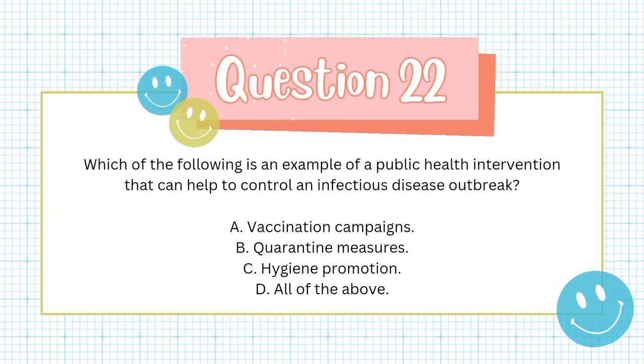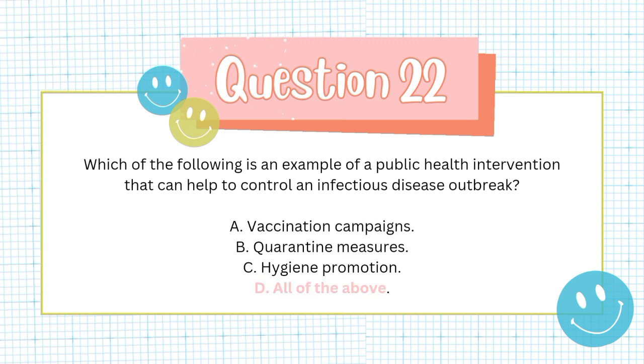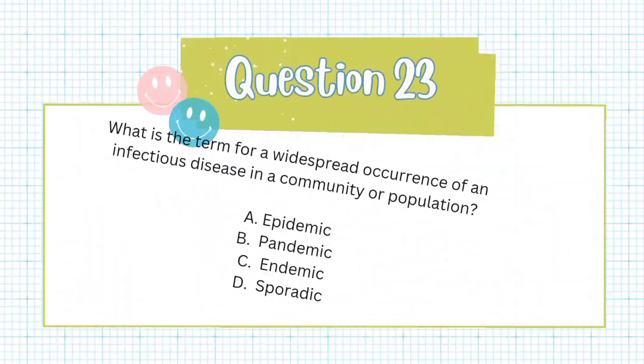22. Which of the following is an example of a public health intervention that can help to control an infectious disease outbreak? A. Vaccination campaigns. B. Quarantine measures. C. Hygiene promotion. D. All of the above. The correct answer is D. All of the above.